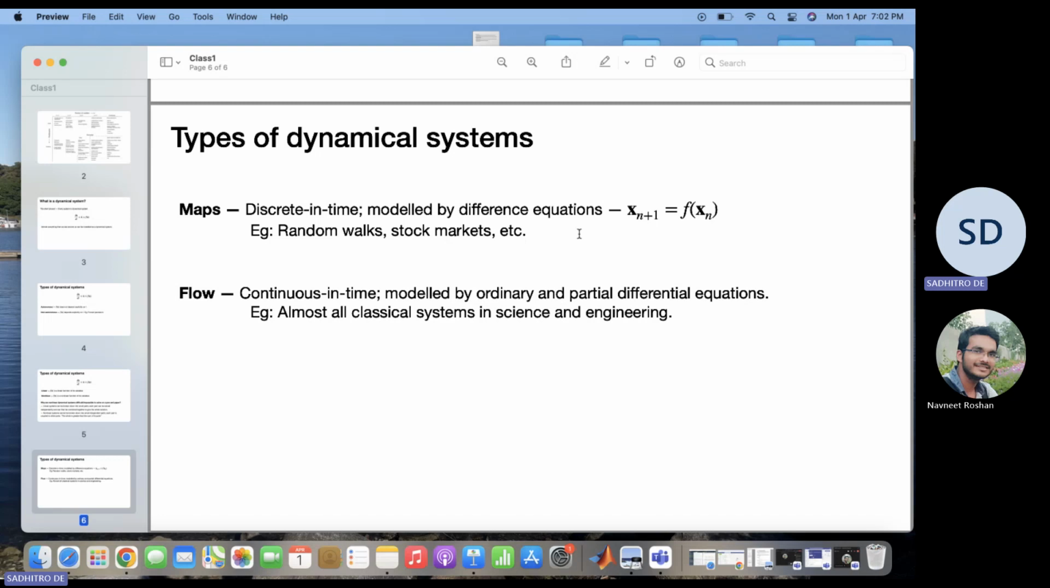And what is a flow? A flow is the exact opposite of a map. It is a continuous-in-time dynamical system.